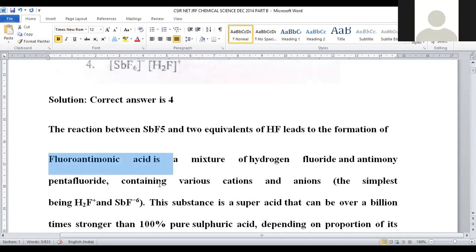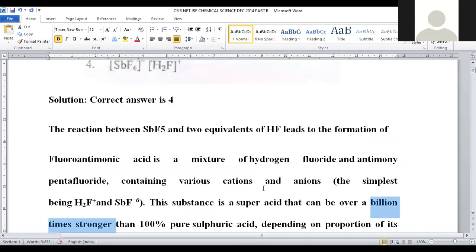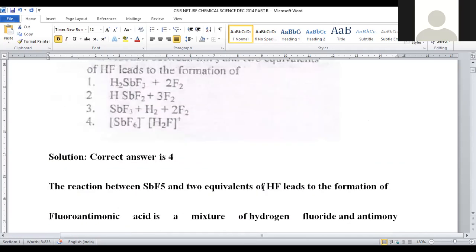The formed fluoroantimonic acid is over a billion times stronger acid. So it is known among all the known acids as of now. Earlier we could say the king of the acids was sulfuric acid, right? When compared to 100% pure sulfuric acid, this fluoroantimonic acid will be a billion times stronger in nature. It is the strongest known acid as of now. So it is also known as a super acid, right?